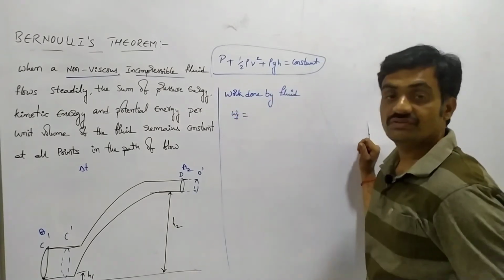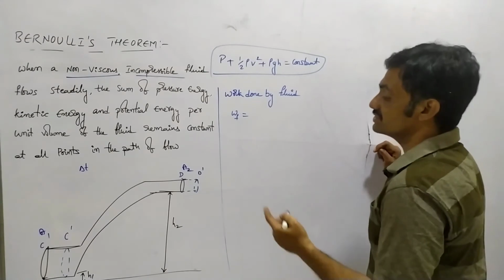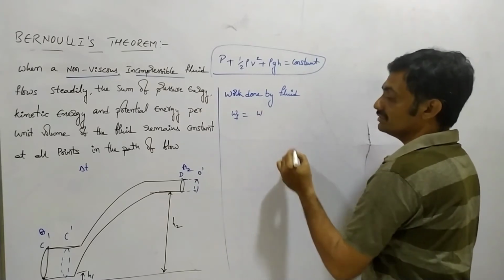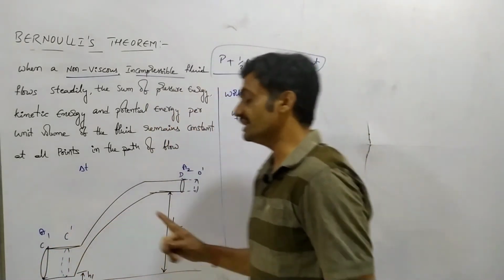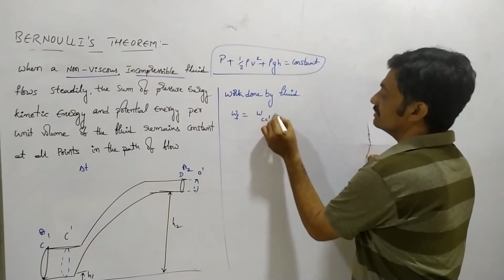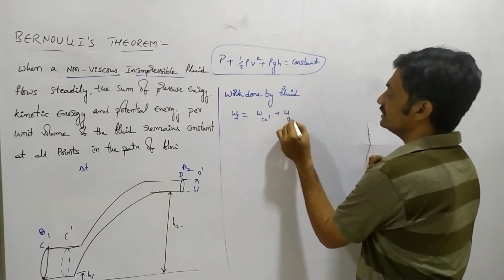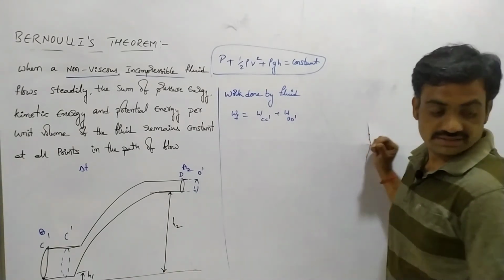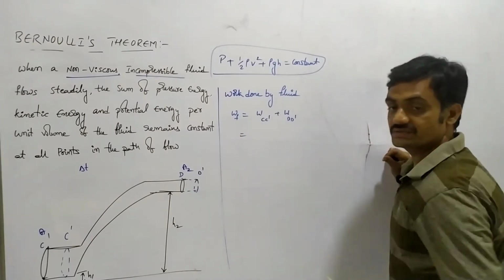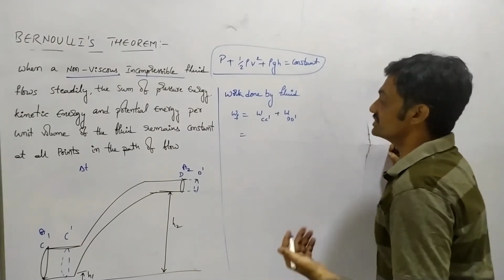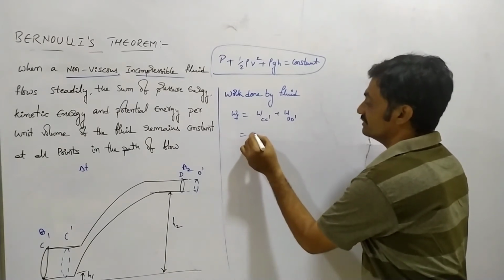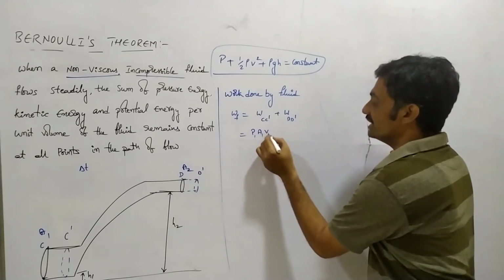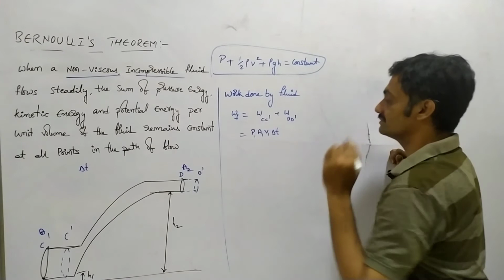W suffix F. Work done by fluid is equal to force into displacement. Work done in order to move the fluid from C to C dash and work done in order to move the fluid from D to D dash. Work done is given based on the force and displacement. Force can be represented in terms of pressure and area. So it can be represented as P1 A1 into V1 into delta T.